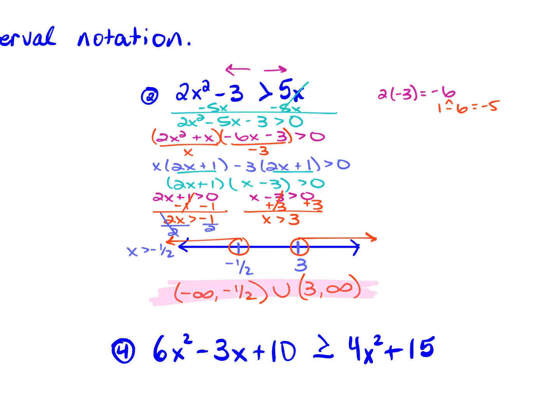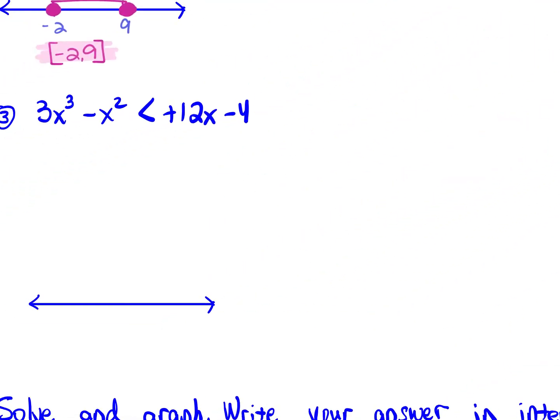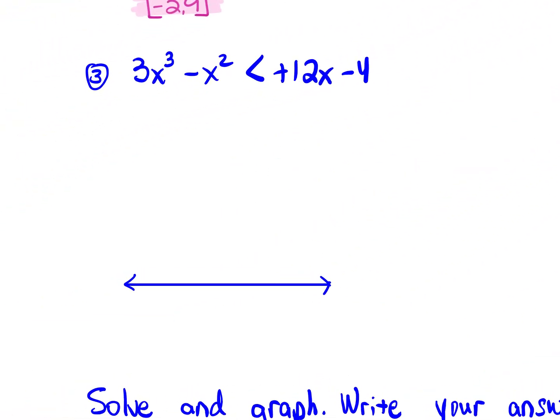All right. For number 3, we're given 3x cubed minus x squared is less than 12x minus 4. Your 12x and your minus 4, you need to move over to the other side. So we're going to subtract the 12x from each side. We're also going to add the 4 to each side. So this is going to give us 3x cubed minus x squared minus 12x plus 4 is less than 0.